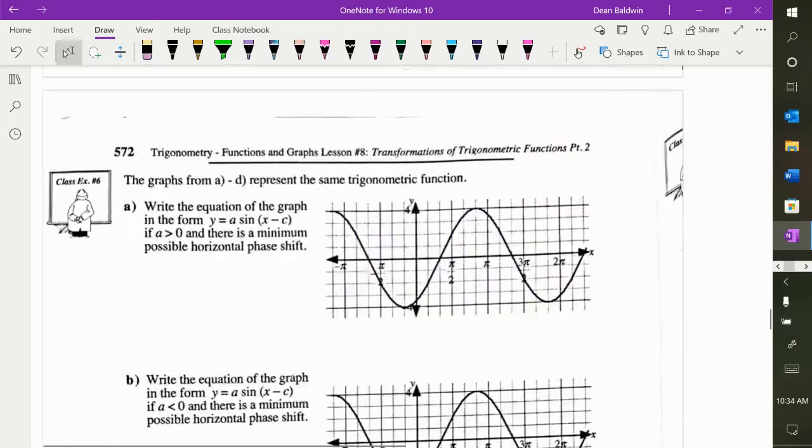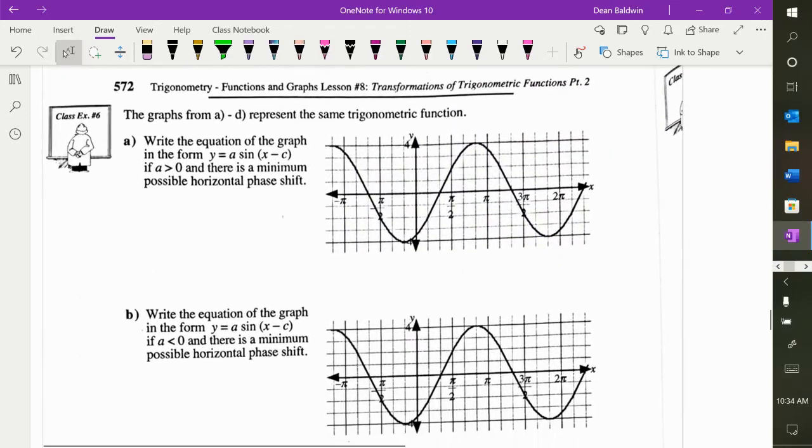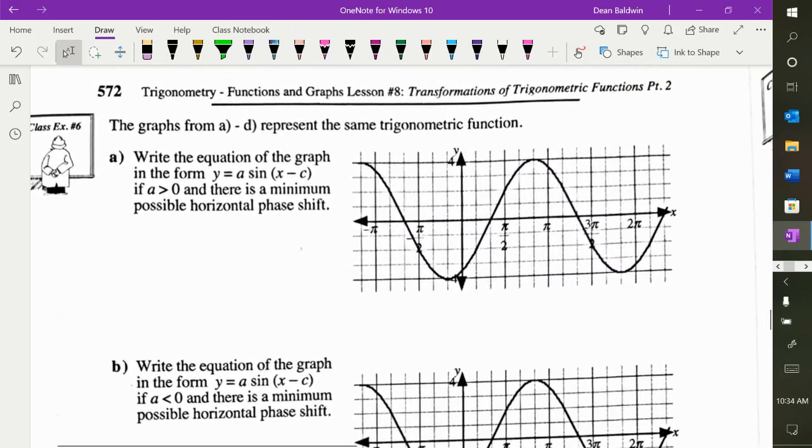So we're going to go to page 572. All right. We're going to start out with just figuring out our C value. So this graph, we only need to find out our A and our C. We're not going to worry about D and B right now. That'll come in a bit.